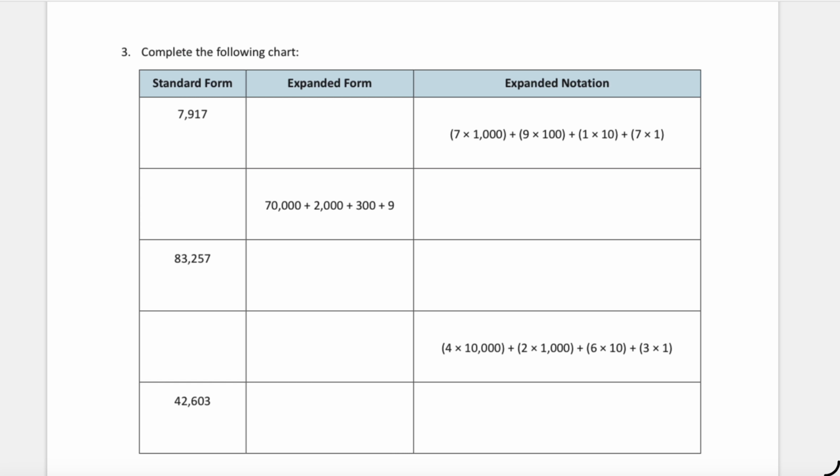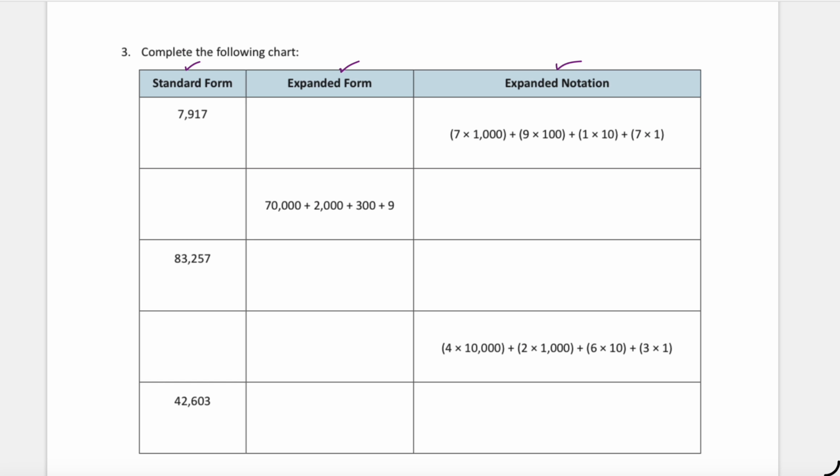Hello scholars, this is part 2 of the place value representations. We're going to take a look at how to fill out a chart similar to this one, which is also similar to your study guide homework. Looking at this table, you have 3 different ways to represent numbers: standard form, expanded form, and expanded notation. Same thing you did at the top.